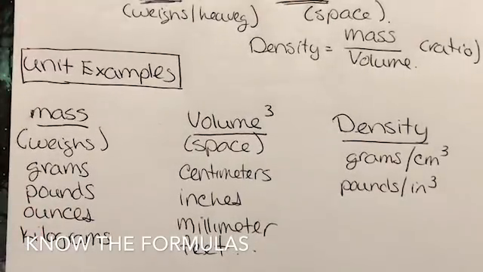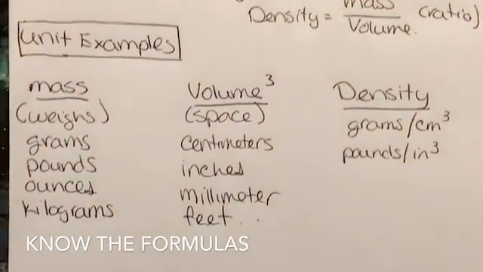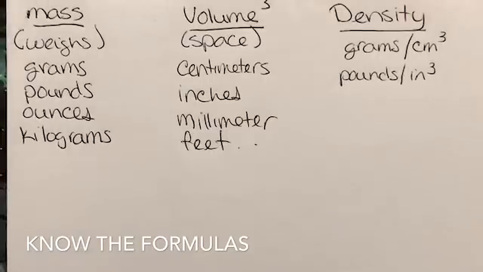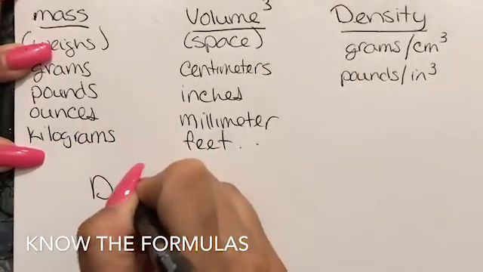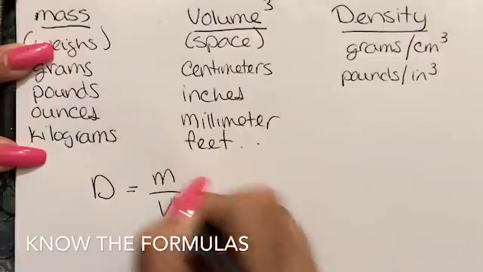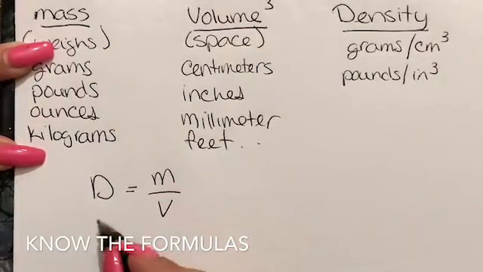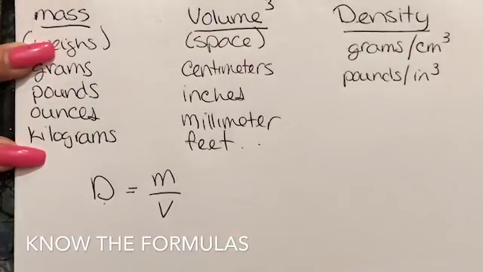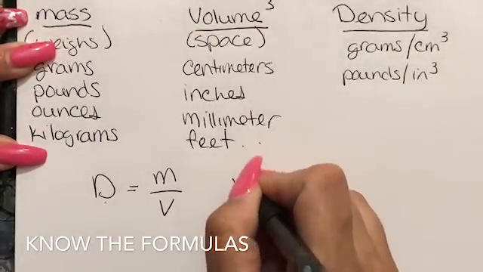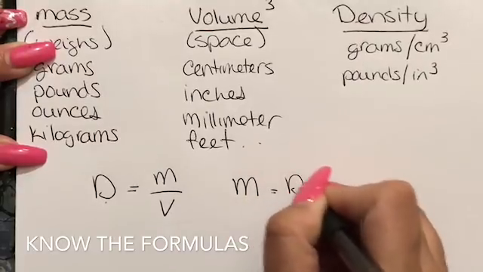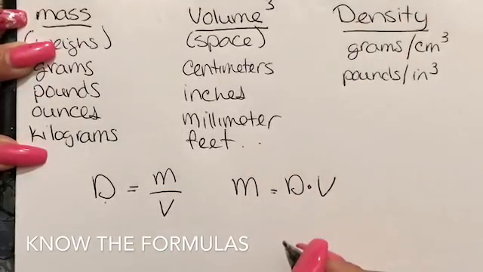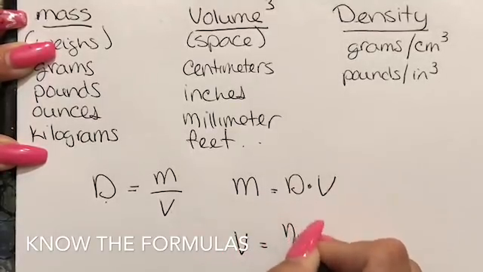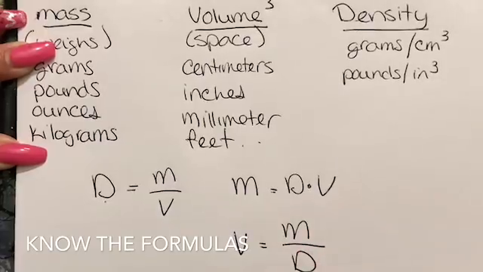So I also want to show you some shortcuts. The same way that we know the formula for density is D equals mass divided by volume, since I can solve for D, I can also solve for mass or solve for volume. So some shortcuts: if I was solving for mass, I would multiply the density and the volume. And if I was solving for volume, I would divide the mass by the density.